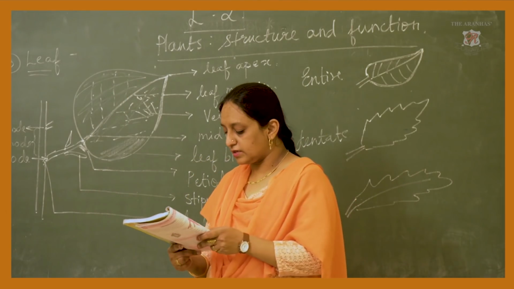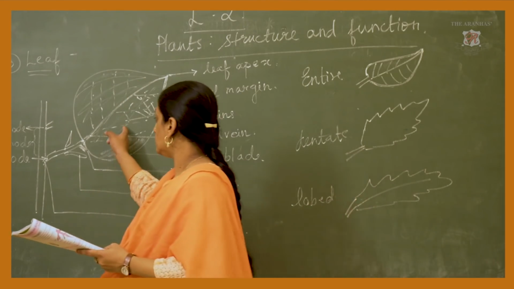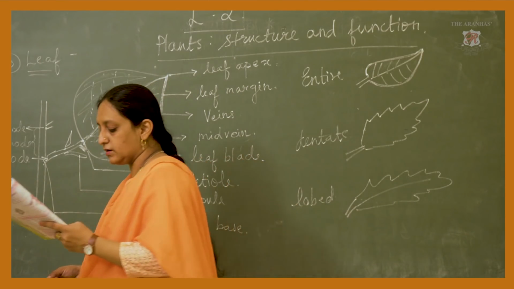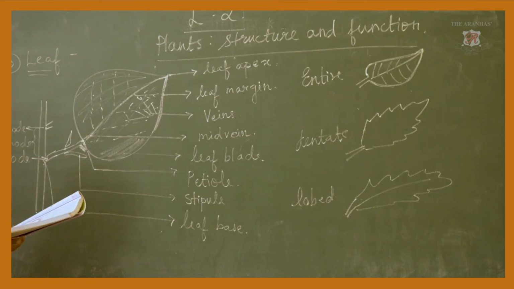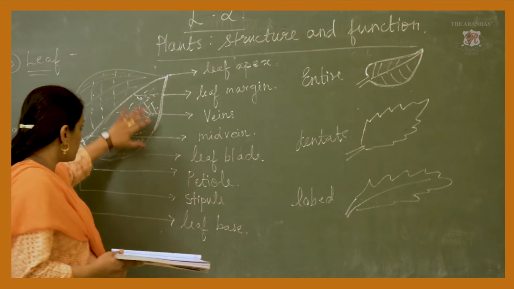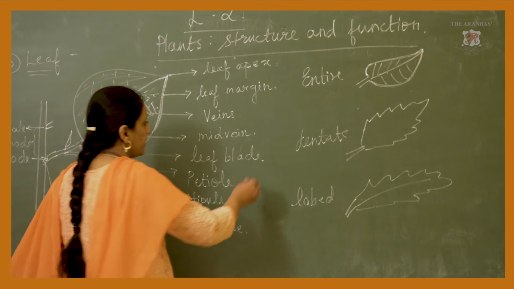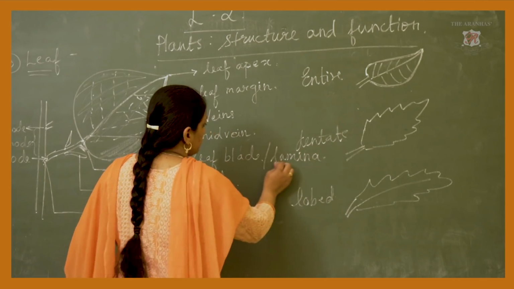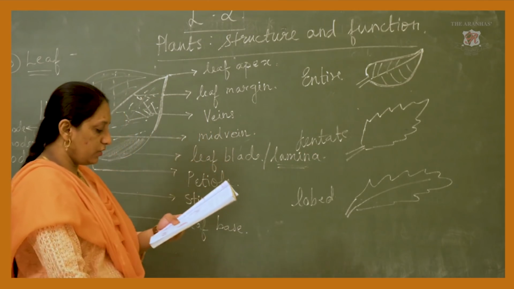Generally, leaves are thin, flat and green in color. Leaves are thin. They are not thick in size. They are thin, flat and green in color. Then the broad spread out part of the leaf is called as the leaf blade. This is the leaf blade. The broad spread out part, it is called as the leaf blade, or it is also called as leaf lamina.